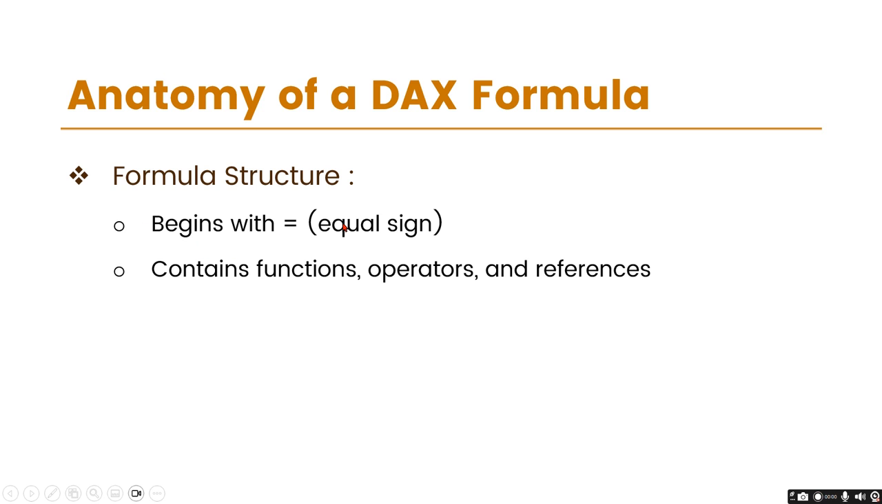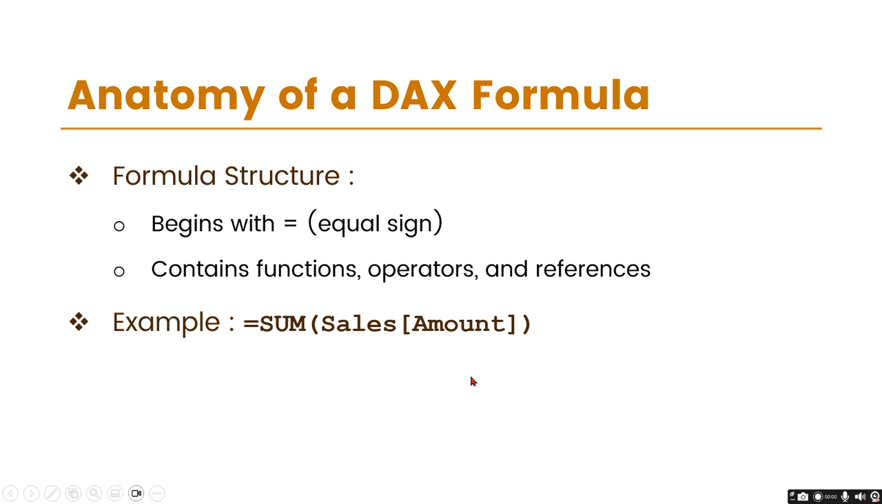So you can see the formula structure. I'll also show you the practical way, how the DAX formula syntax will be. But now let's go through this slide. If you want to start a DAX formula, it begins with an equal sign, exactly like we have in Excel formulas. It contains functions, operators, and also some references. You can see the example here. It says equals SUM, which is nothing but the function, Sales, which is the table, and you can see Amount, which is the field.